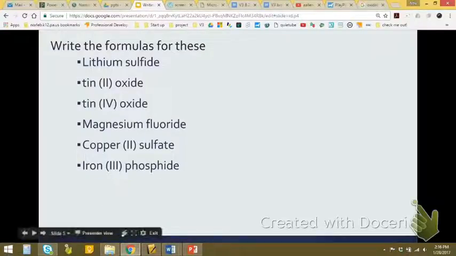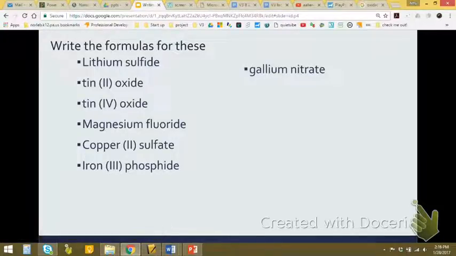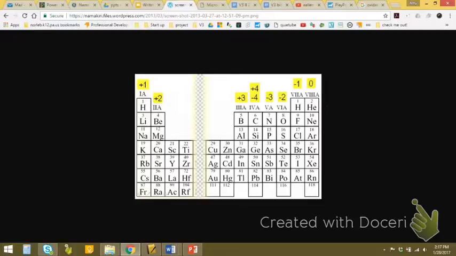Our next is gallium nitrate. Gallium is not one that I work with frequently, so I'm not even sure. I'll have to take a look here at our oxidation numbers to find gallium. Gallium's not in group 1, not in group 2, not in our first transition metals. Here's gallium. Gallium is in the +3 group in the periodic table.